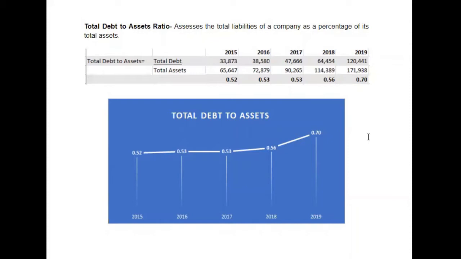In 2019, the 14% increase in total assets to total liabilities was caused by Jollibee Food Corporation's increase of assets from 114,389 in 2018 to 171,938 in 2019, while its total liabilities have also grown from 64,454 to 120,411, respectively. Jollibee's data shows that their debt is lower than their assets. This implies that their assets were utilized well by their operations.